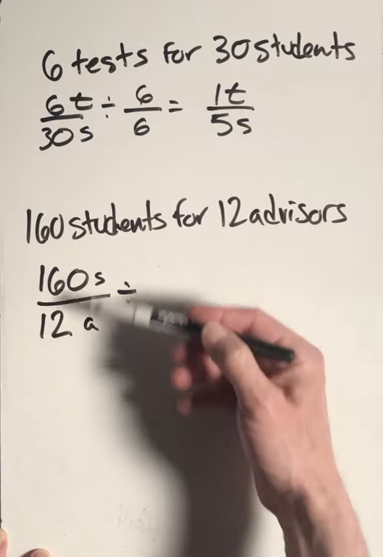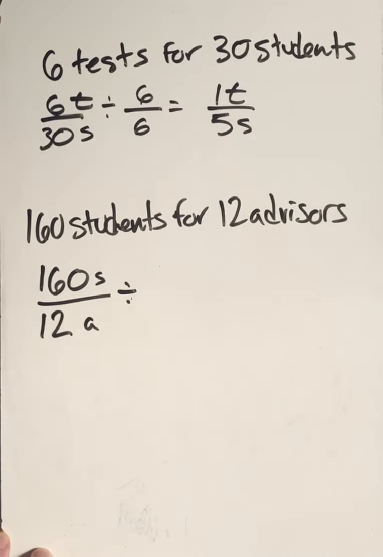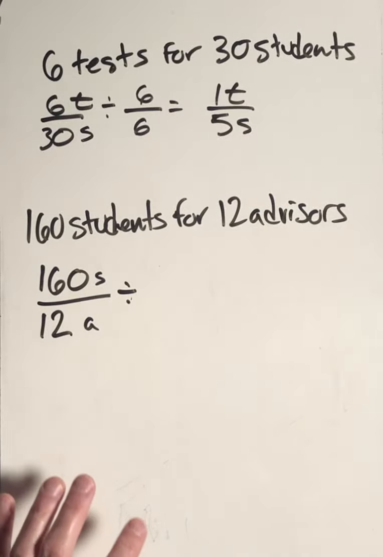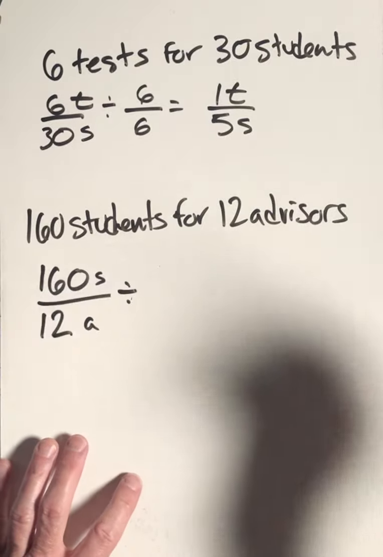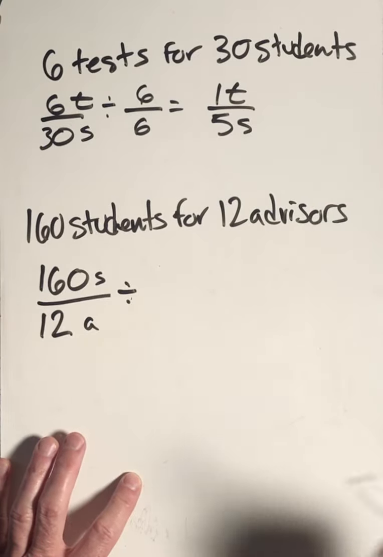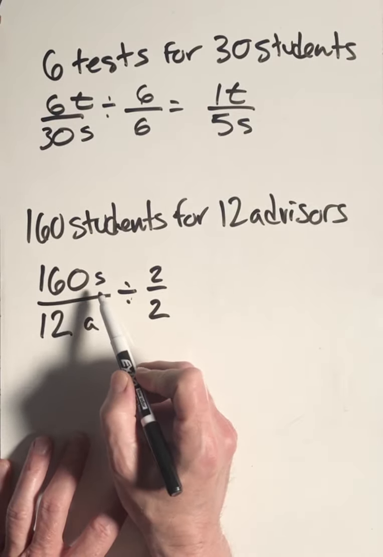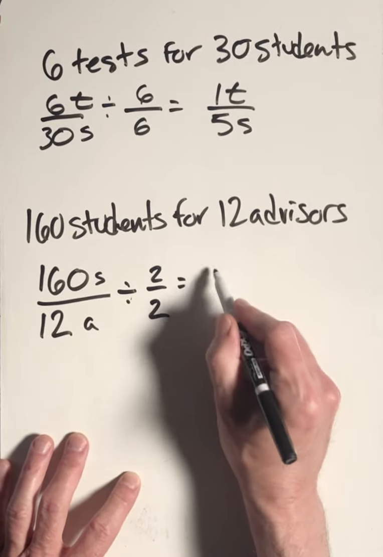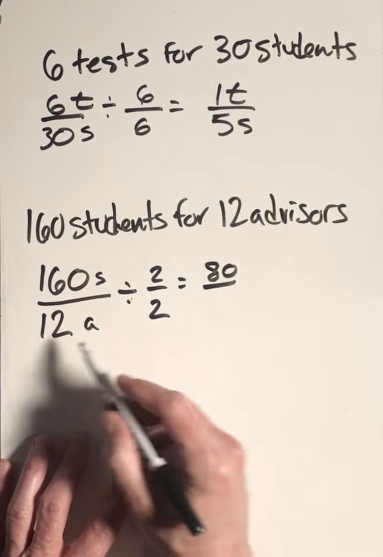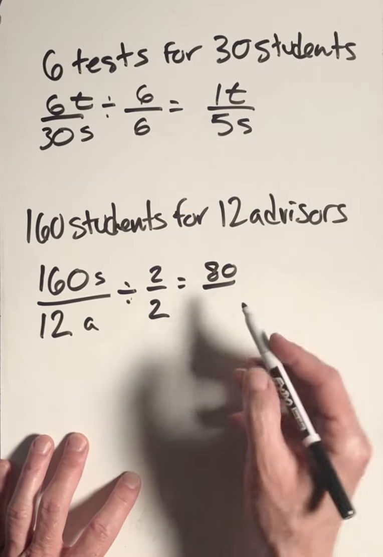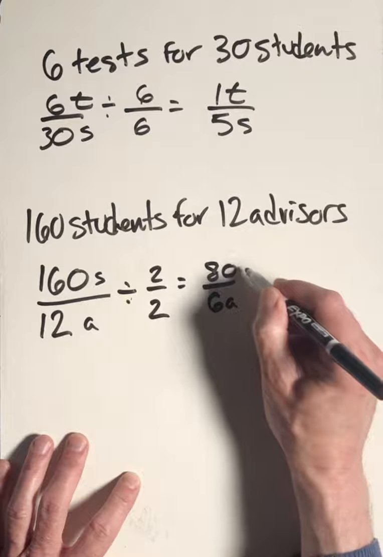Now I'm going to look for a common factor between 160 and 12, and you may or may not be able to find the greatest common factor. You can always just go through by a common factor that you do know. So I'm just going to try to use 2 in here and see if I can get any further from that. 160 students divided by 2 would be 80 students. 12 advisors divided by 2 would be 6 advisors.